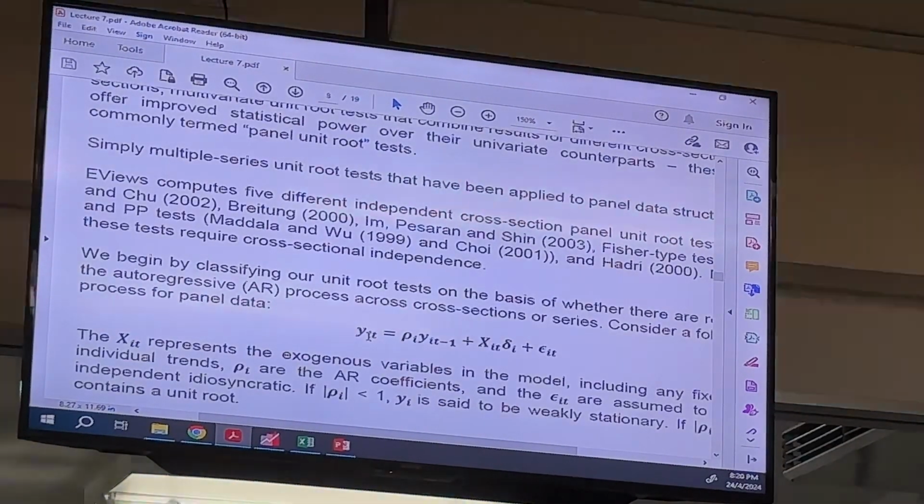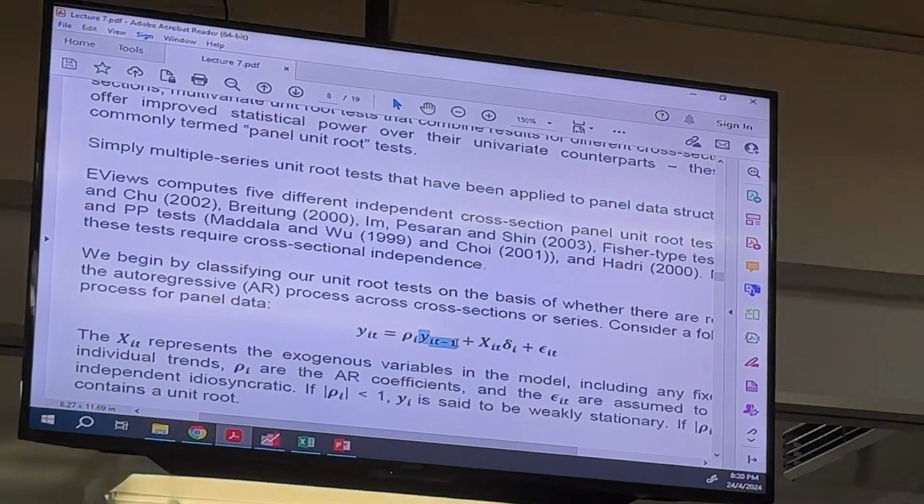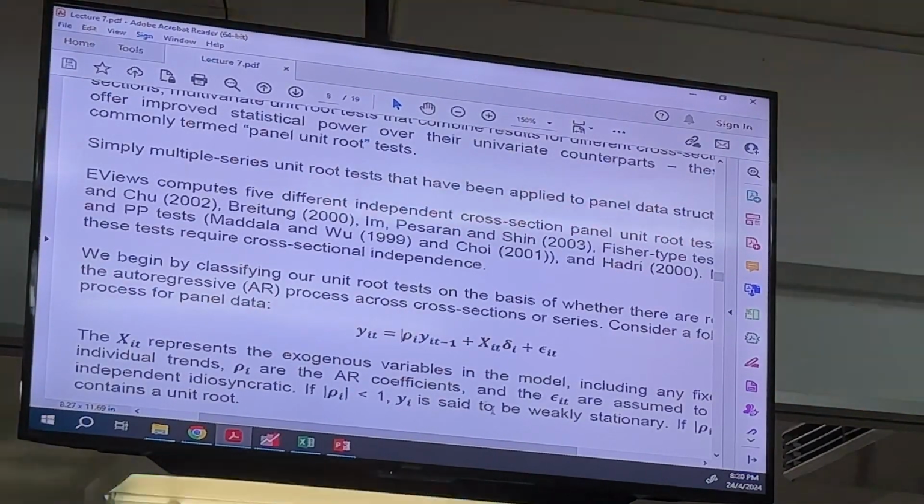So y subscript it is a panel. It is a panel for your y series, y subscript it, and also y subscript it minus 1. So the rule, again, the rule here, if less than 1, then we can say that the series actually is weakly stationary.